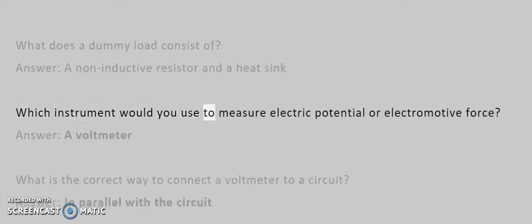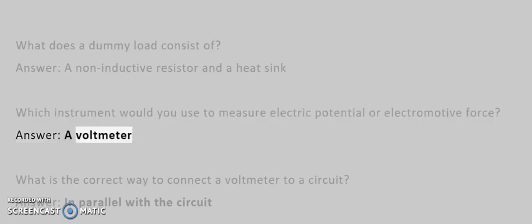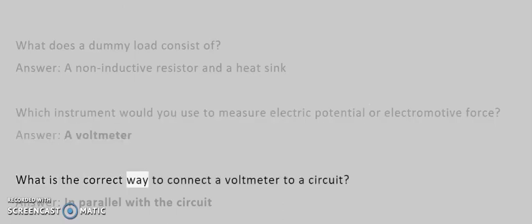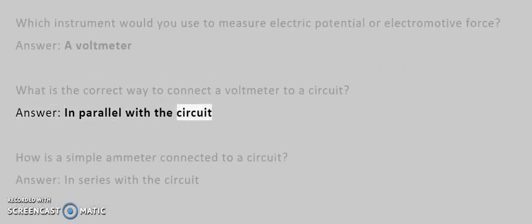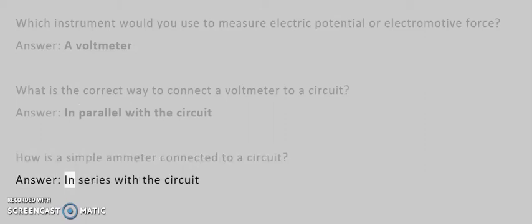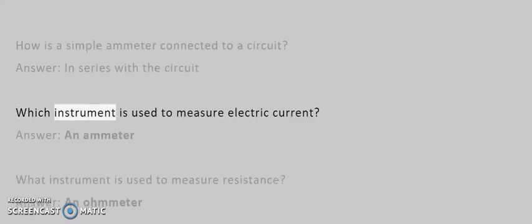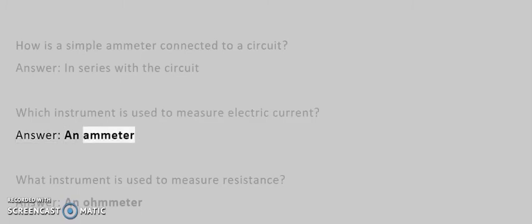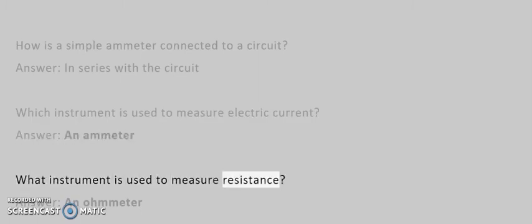Which instrument would you use to measure electric potential or electromotive force? Answer: a voltmeter. What is the correct way to connect a voltmeter to a circuit? Answer: in parallel with the circuit. How is a simple ammeter connected to a circuit? Answer: in series with the circuit. Which instrument is used to measure electric current? Answer: an ammeter.